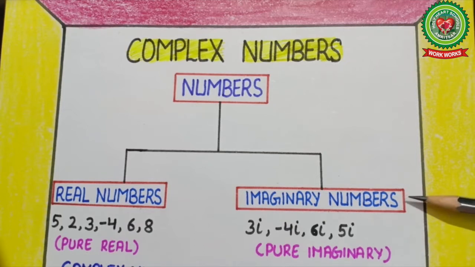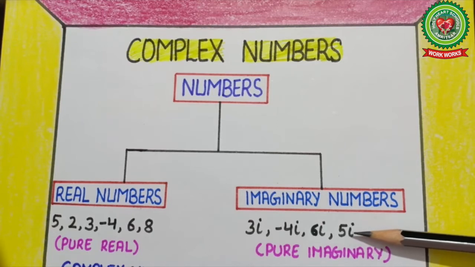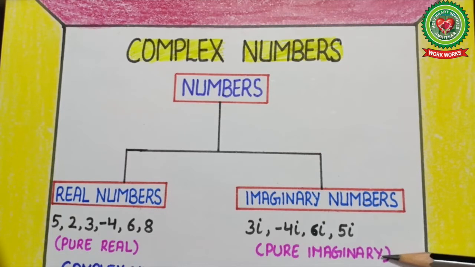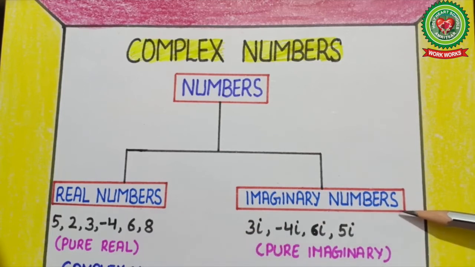Then imaginary numbers. Imaginary numbers are those that are in the form of iota, that are also called pure imaginary. So examples are like 3 iota, -4 iota, 6 iota, 5 iota, etc. So these are real numbers and imaginary numbers. But our question is, what are complex numbers?